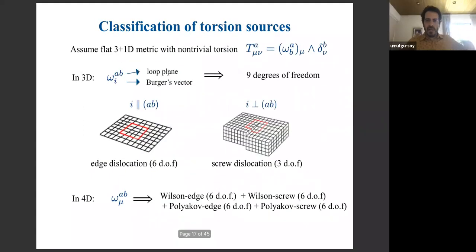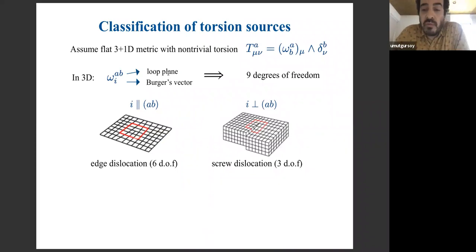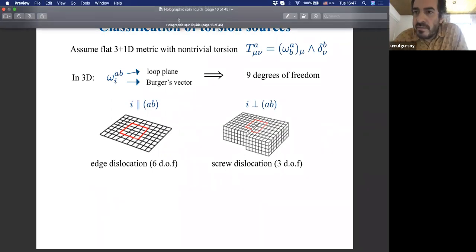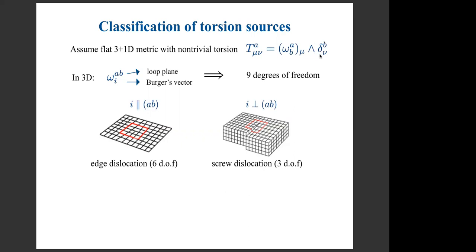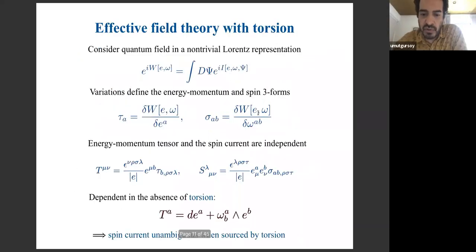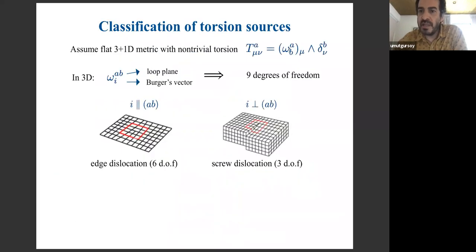So let's consider what these torsion sources can be. I have just about 10 minutes, so let's move on. I will be assuming a flat metric. So in the equation for the torsion, dE, the exterior derivative of the vielbein, vanishes. The vielbein is flat, given by the delta. So the torsion and the spin connection become essentially the same thing. Classifying torsion is the same thing as classifying the spin sources.